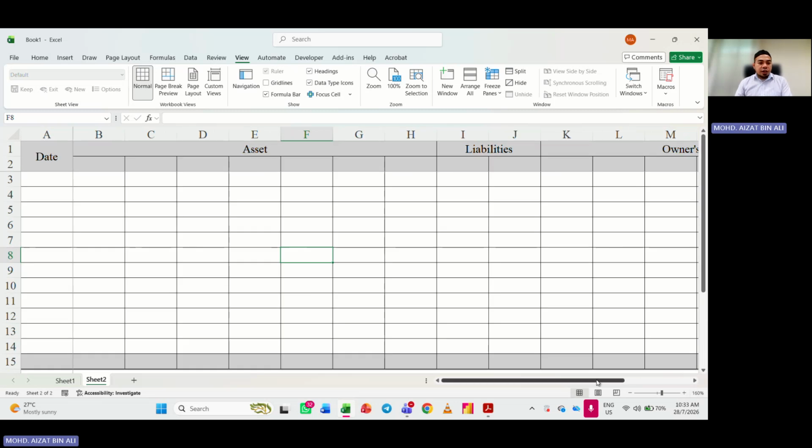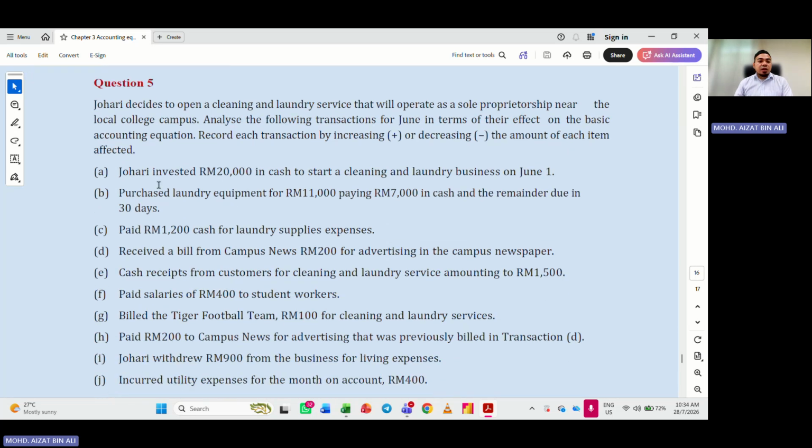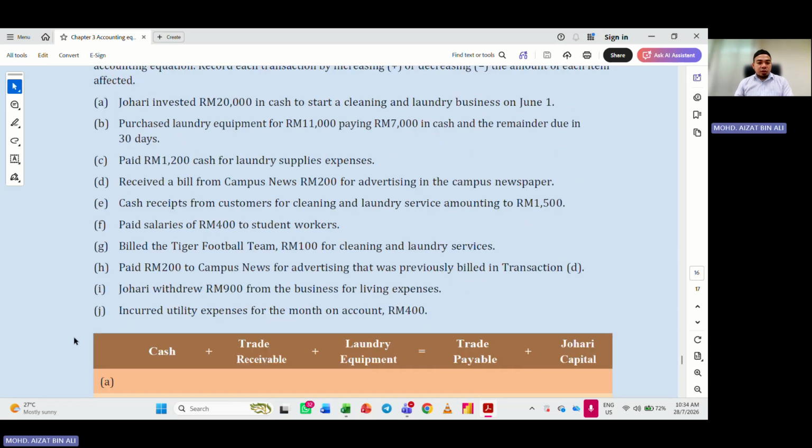Now let's look at the question. Johari decides to open a cleaning and laundry service that will operate as a sole proprietorship near the local college campus. So this is a new business. Decides to open a new business. So let's look at the first transaction. A, Johari invested.